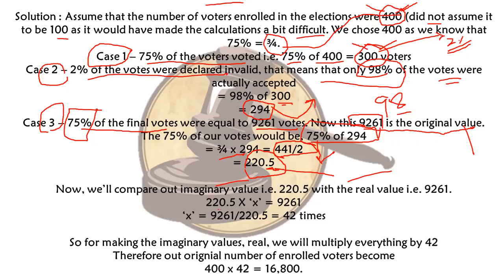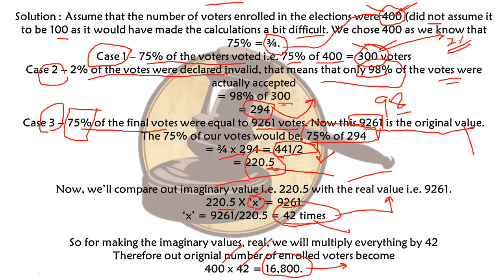So again you do this: 220.5, which is our imaginary value, multiplied by something x, which will give us the real value. This x is the converter here. It will convert imaginary values into real values. So this x would be nothing but 9261 divided by 220.5, which is 42 times. So to convert every imaginary value into a real value, you just need to multiply it by 42. If we assume that the original number of voters were 400, we multiply it by 42 to get 16,800, which is the answer in real terms.